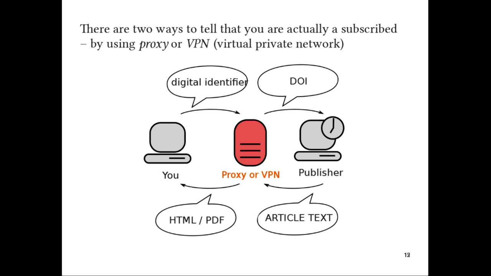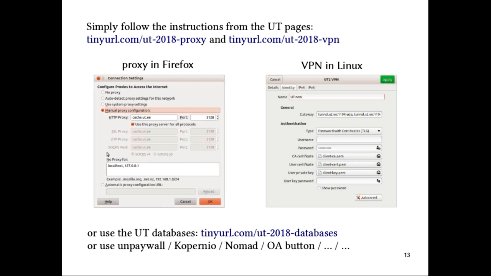There are several ways to say that you belong to that institution. First of all, you can go through proxy or virtual private network, which is VPN. That is really useful, especially when you work at home and you would like to read something on the net. How to set up the access? There are very good instructions at the University of Tartu pages. Go there. I'm giving you tiny URLs, shortened addresses.